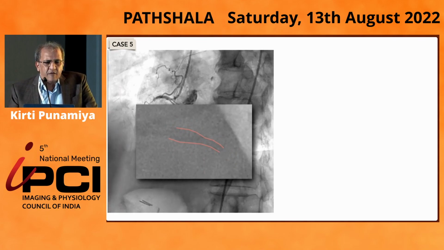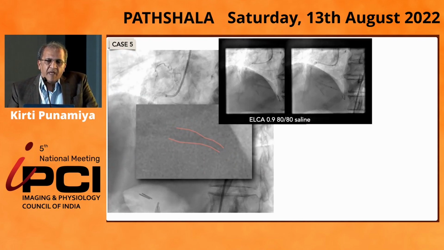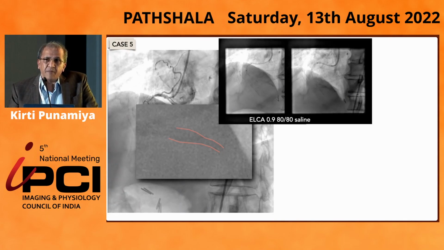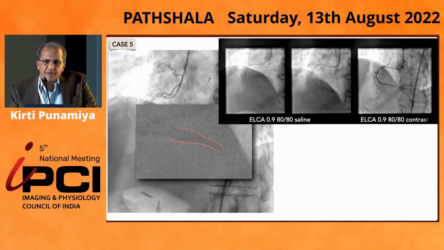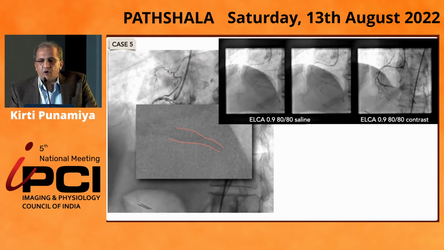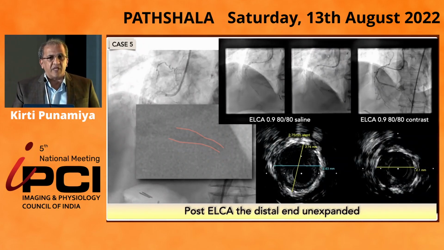Now, what happens now? This is how the stent looks. We did an ELCA first to the proximal, and because this was an acute coronary syndrome, we went in with the saline, but the saline would not cross the distal artery. In the distal artery, we had to use contrast. We used contrast, got across, and what did we find?